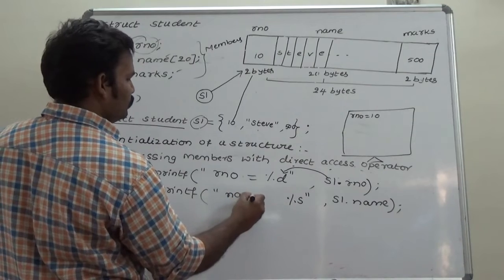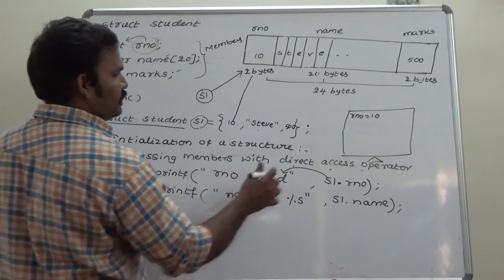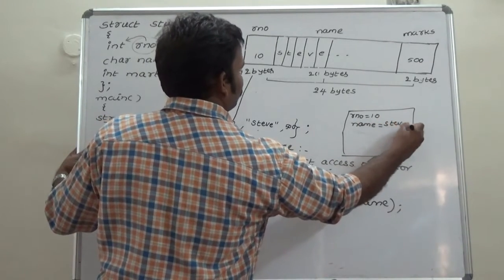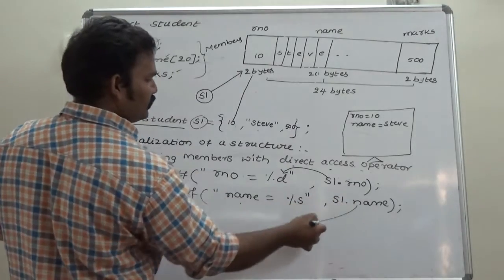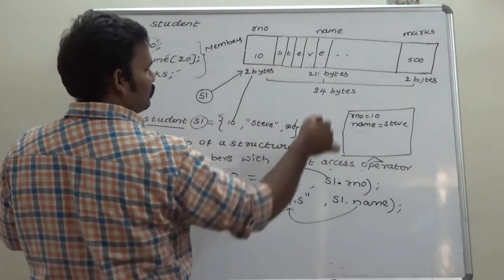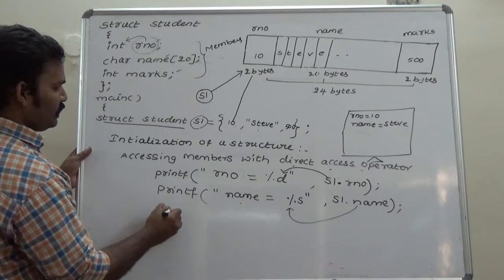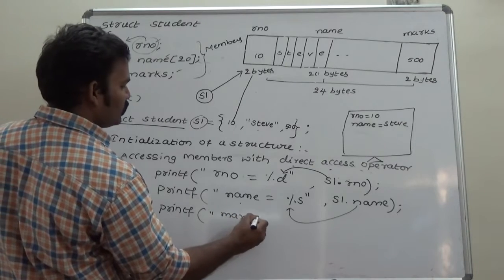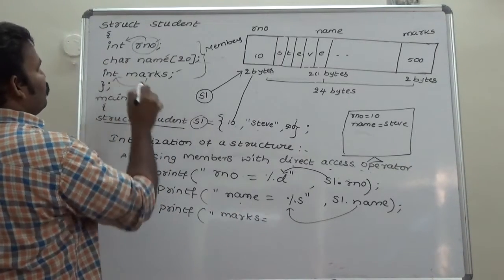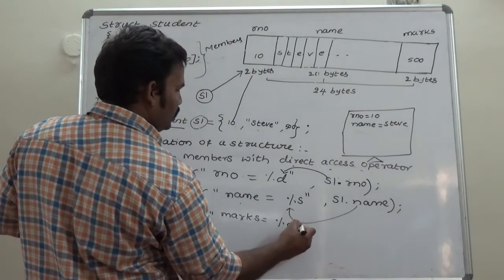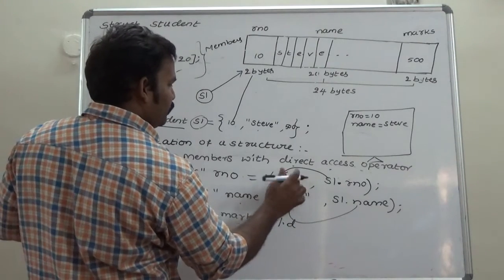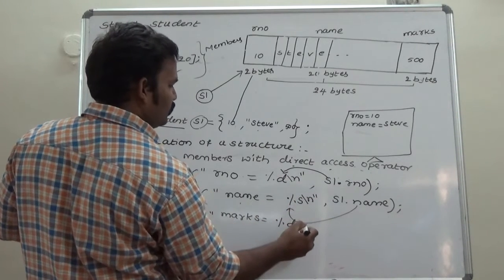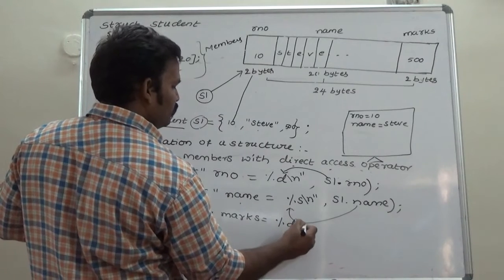Name is equals to %s. So this statement prints name is equals to Steve. Name is equals to name. Okay, string. Next, printf marks. So marks is equals to, here format specifier %d. If you want to print line by line, here we have to use \n. So here no need. If you want to write, you can write.